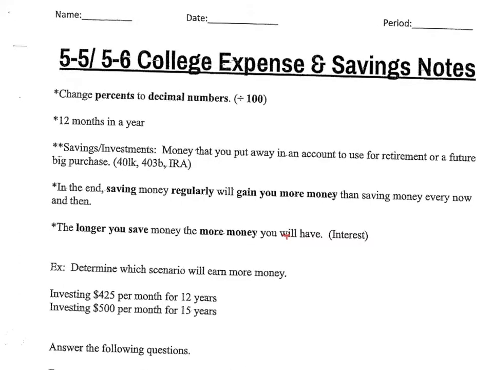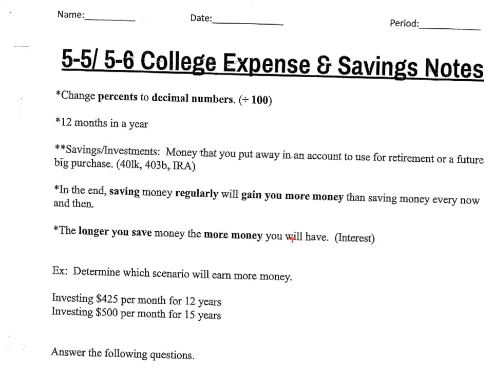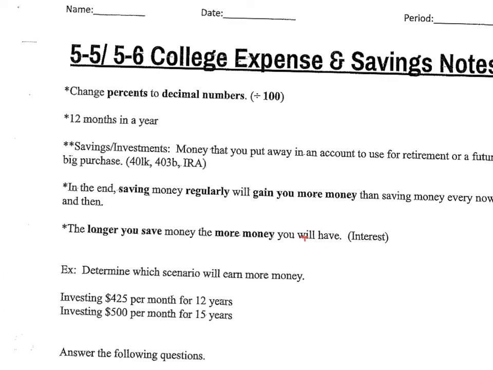So just something to remember, change any percents to decimals. You'll see percents when we start talking about college expenses. They'll give examples and it'll say so-and-so's parents are going to pay 70% of her tuition or something like that. So when you see that, you want to turn those into decimals.